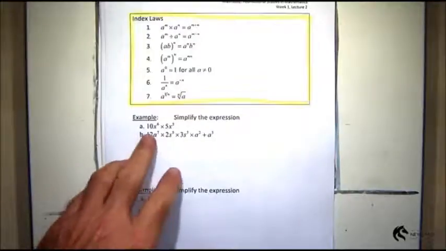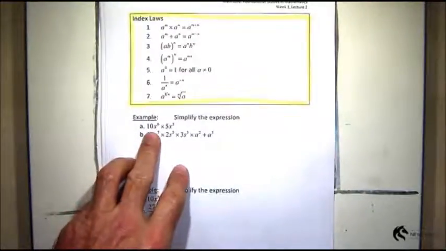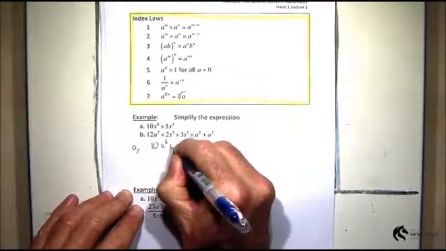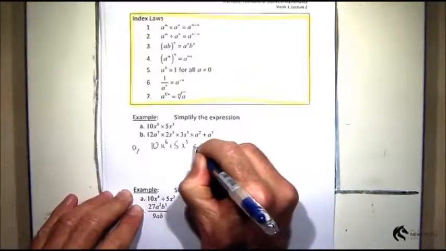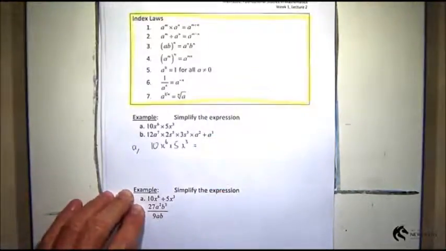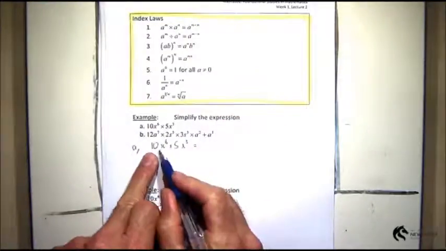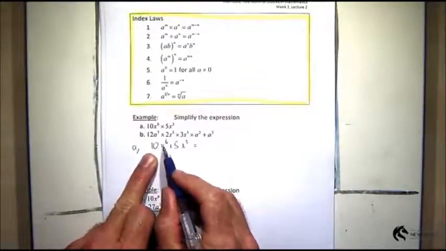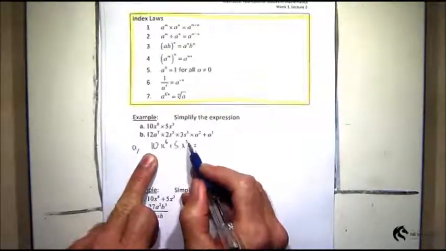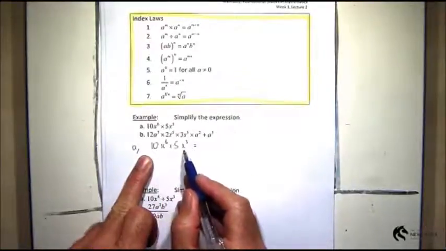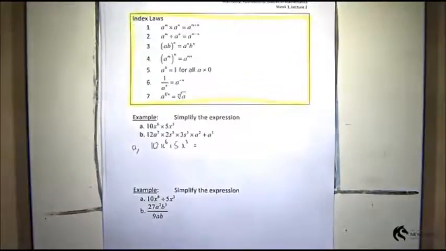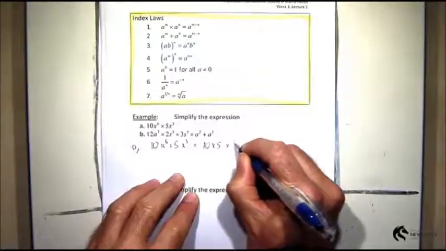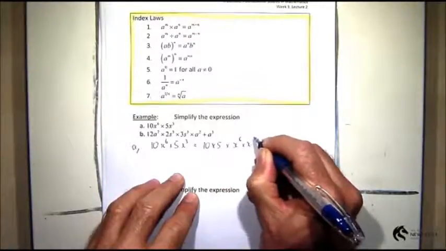So here we go. If I were to simplify 10x to the 6 times 5x cubed, then I can think of this. Now in here I've got, remember, because there's no sign in there, we think that's multiply. So that's 10 times x to the power 6 times 5 times x cubed. So every operation in there is multiply, and we know that when we multiply it doesn't matter which order you do things in. So I can actually write this as 10 times 5 times x to the 6 times x to the 3.